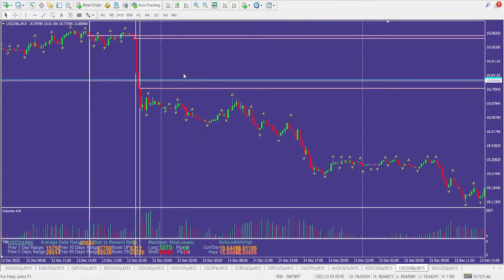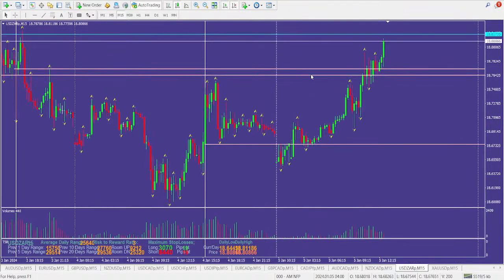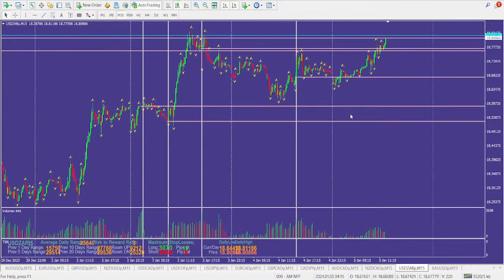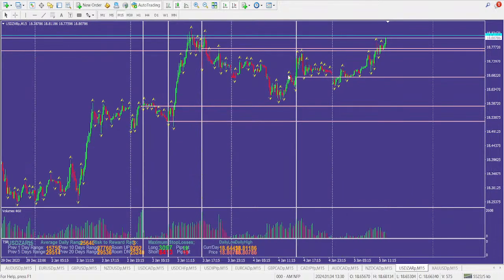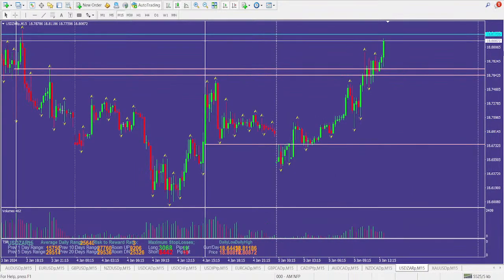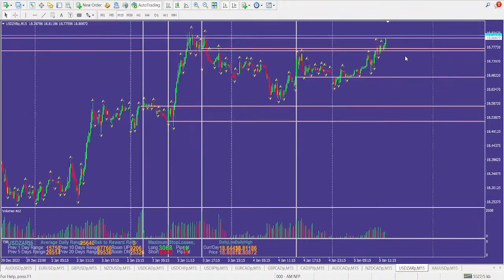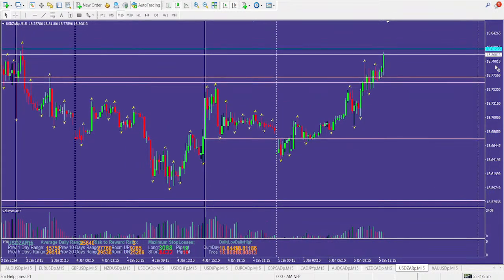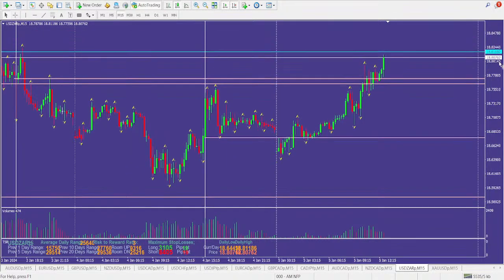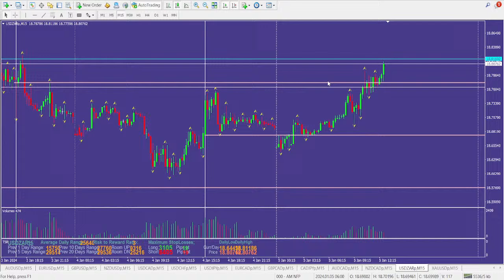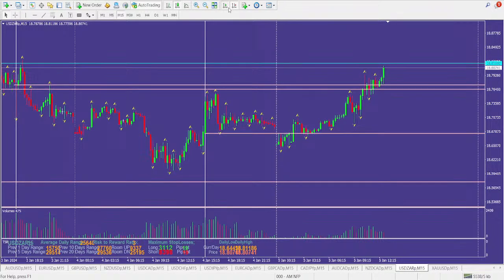Okay, so right, so got price currently testing our supply level over here. Okay, currently testing the level. What I would wait for over here, let's do this.